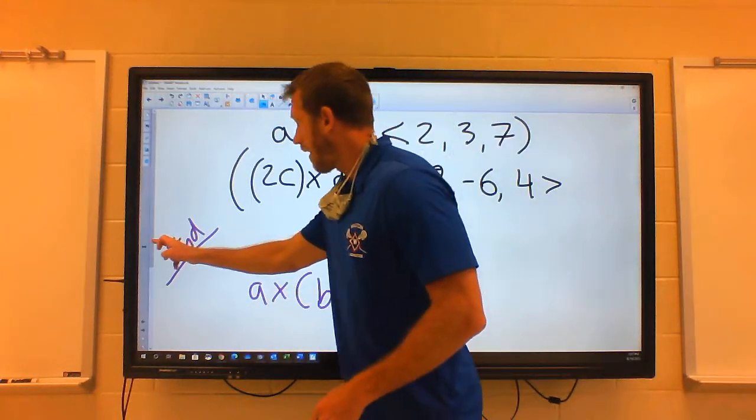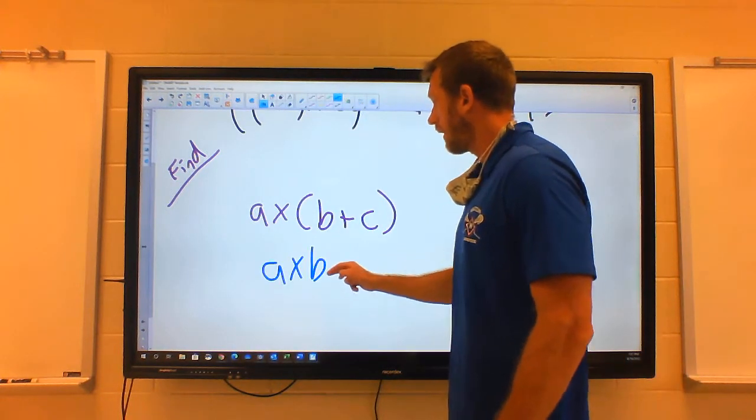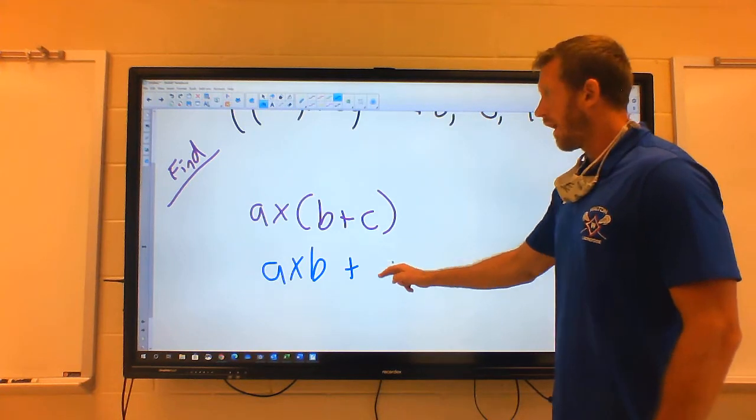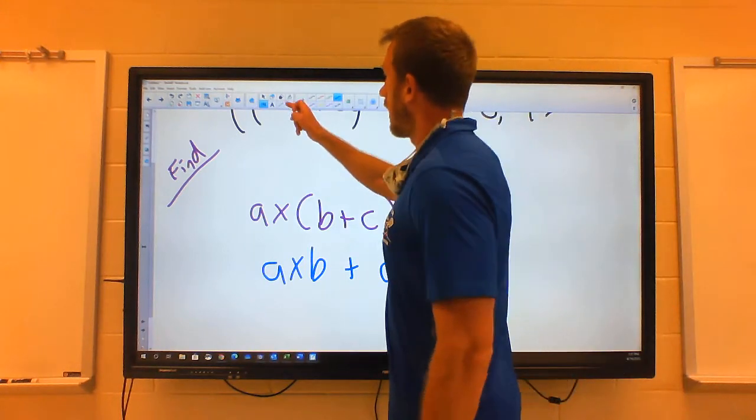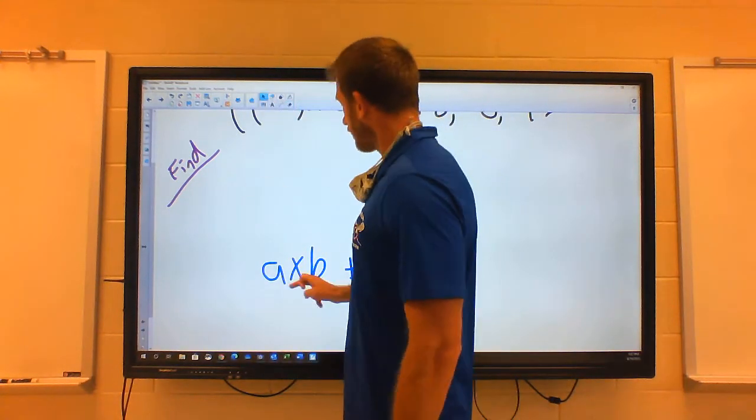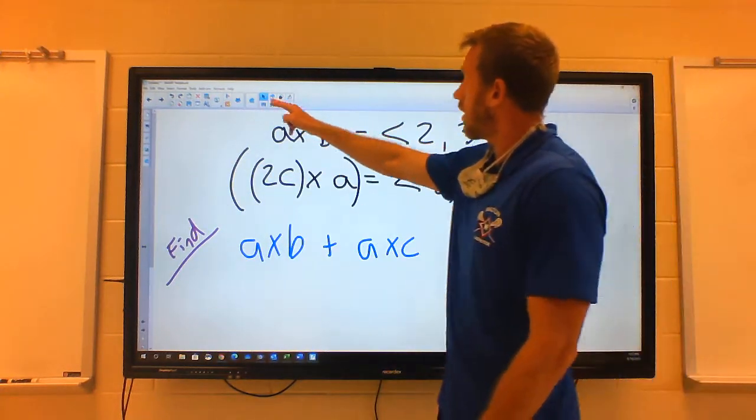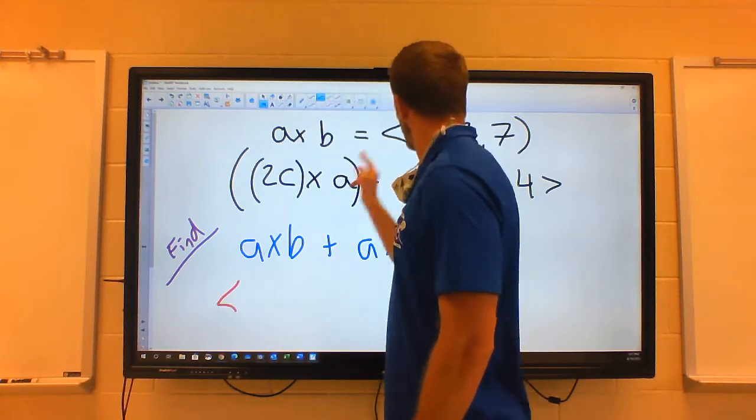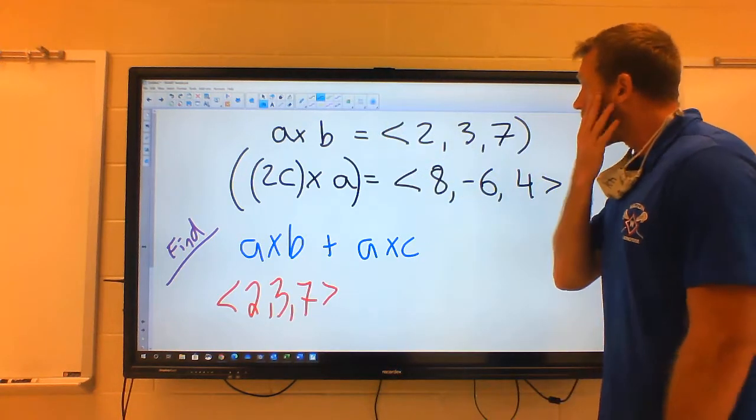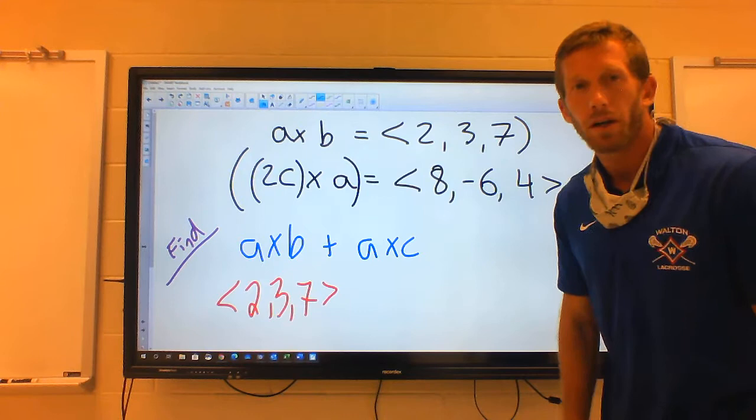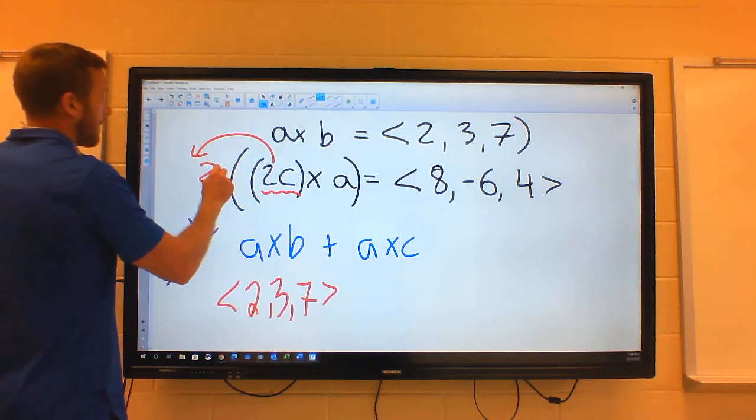Okay. If we want to find A cross (B plus C), that's really saying I want to find A cross B and sum that up with A cross C. So this is what I'm looking for: A cross B summed up with A cross C. Well, I know what A cross B is. That's awesome. So I know one of my vectors is 2, 3, 7. I don't know this one. Oh, you know what? Check this out, though. We know a property. We can pull this out right there.